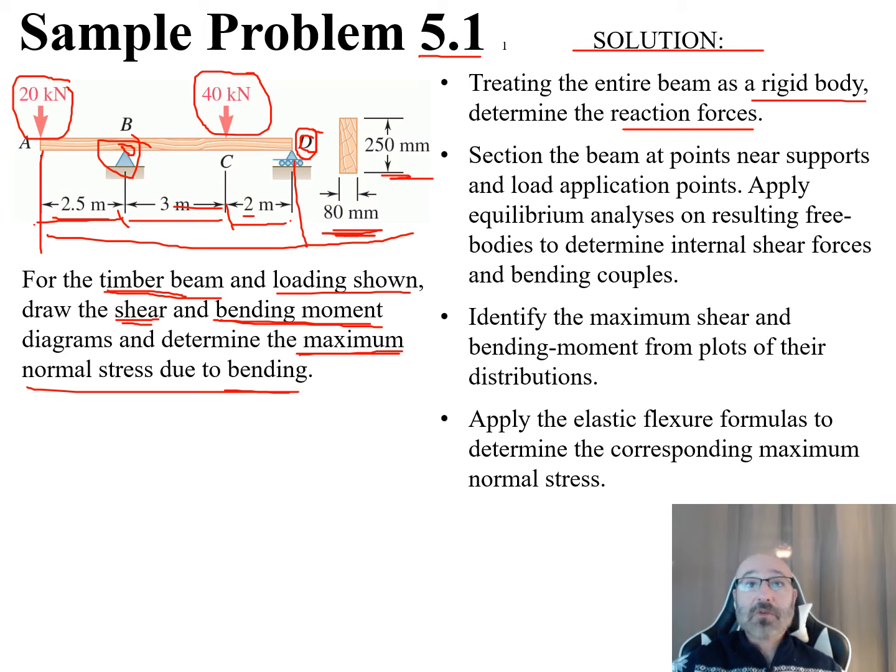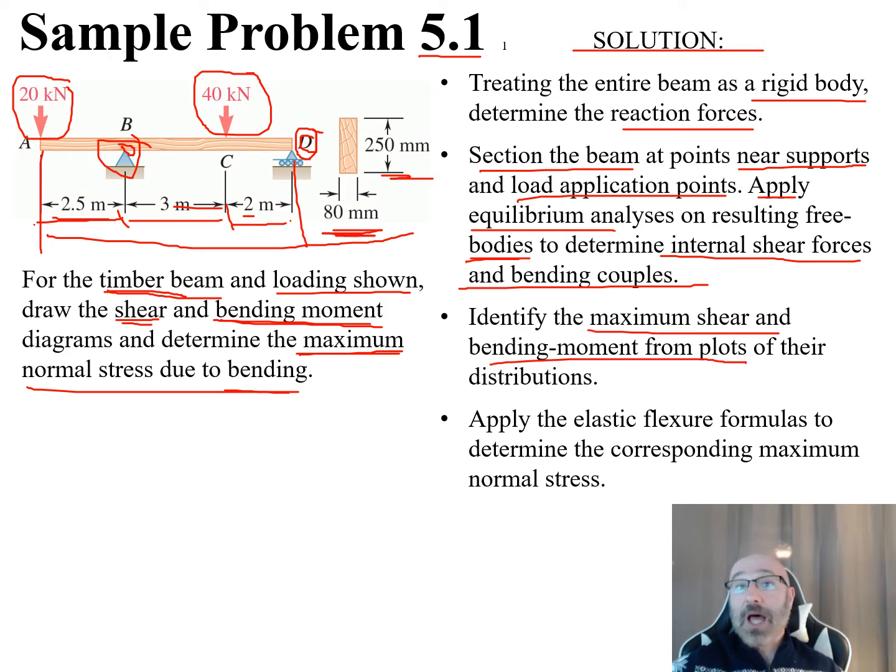Then we want to section the beam at points near supports and load application points. From there, we apply our equilibrium analysis on the resulting free bodies, which is where we do our free body diagrams, to determine the internal shear forces and bending couples. Next, we want to identify the maximum shear and bending moments from plots of the distributions. That is where we actually draw our shear and moment diagrams, and what we're using them for: to determine the maximum shear and bending moments for these distributions.